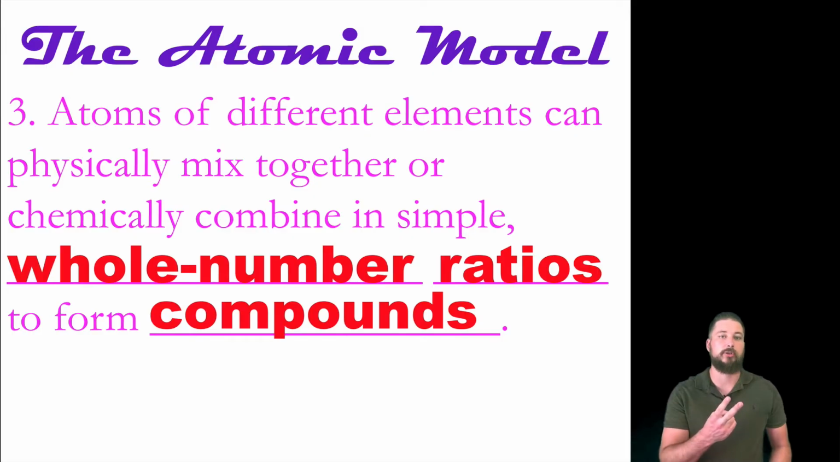That's 2 hydrogens, 1 oxygen. And so atoms can combine in whole number ratios to form compounds. In this situation, it's a 2-to-1 ratio of 2 hydrogens to 1 oxygen. Another example would be carbon dioxide. There's 1 carbon to 2 oxygen, so that's a 1-to-2 ratio. And so this is something that he observed.